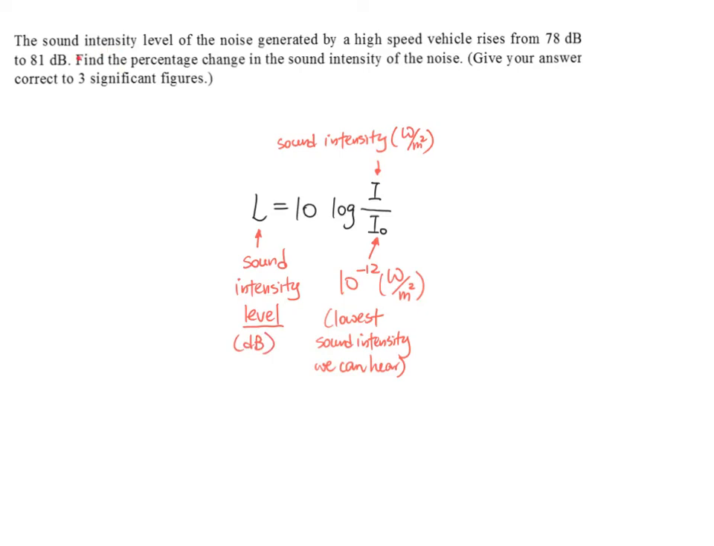Now we can jump right into the question. The sound intensity level of the noise generated by a vehicle, if that's a level, then it would be the L, right? Goes from 78 decibels to 81. And we want to find the percentage change in sound intensity of the noise. That is, we have two I's respectively, and then we want to find the percentage change.